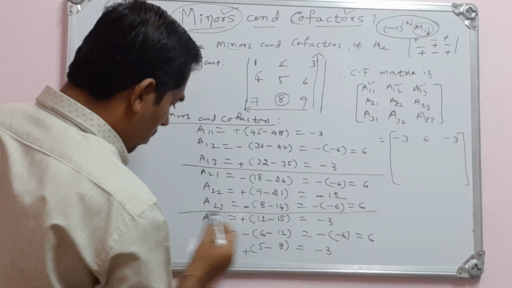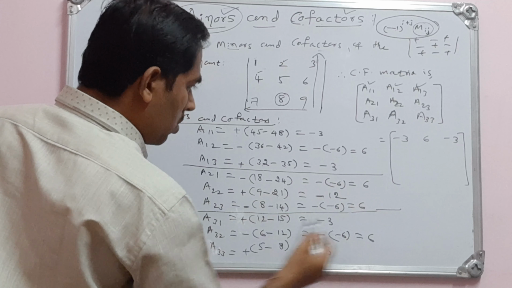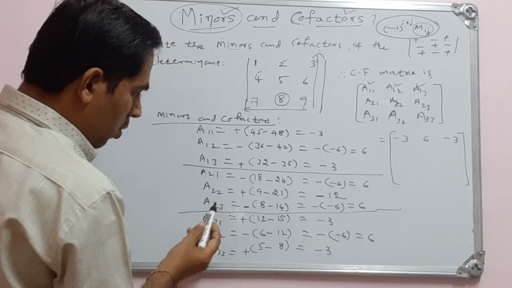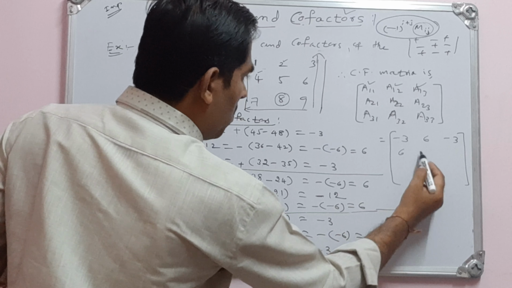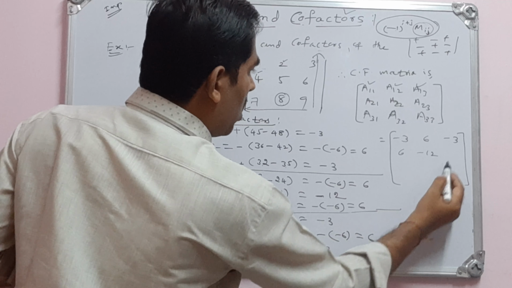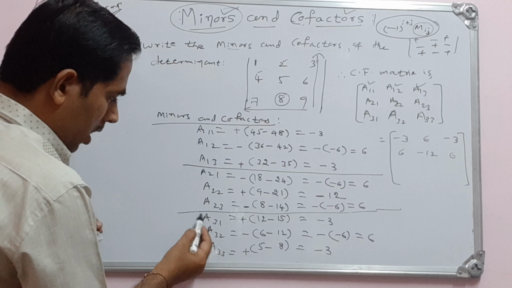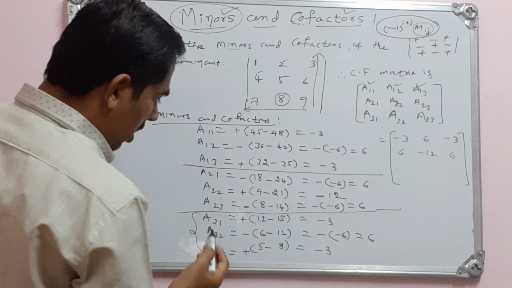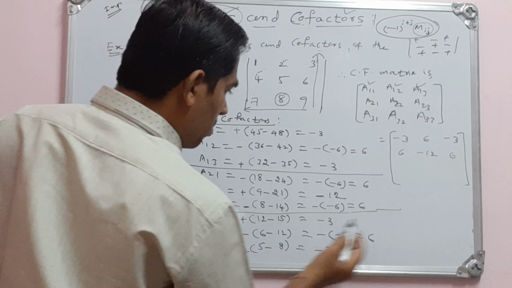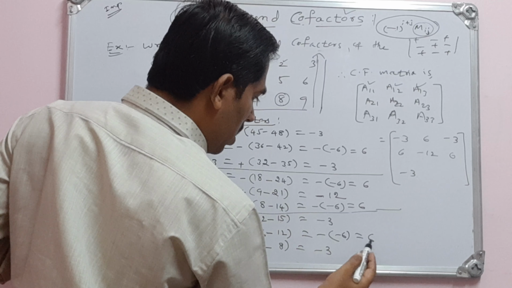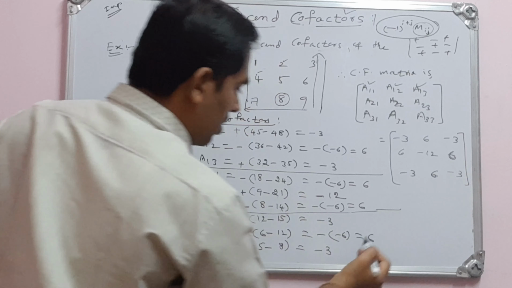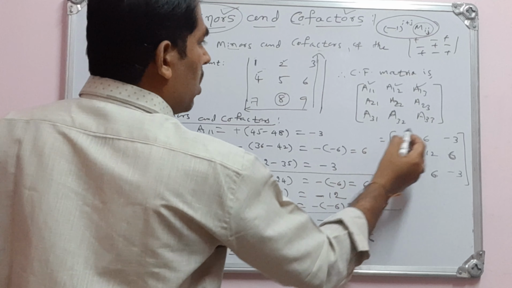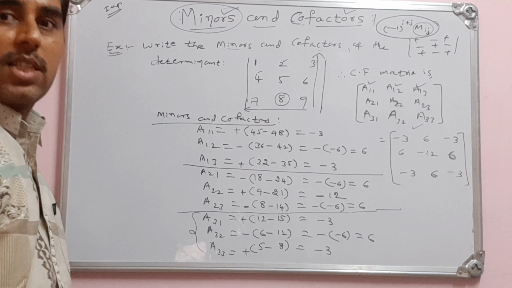Then, so I have put the horizontal line here. So then A21, A22, A23. That is 6, minus 12, then once again positive 6. Then last 3 elements. See A31, A32, A33. So that is minus 3. Then positive, then minus 3. So this is the cofactor matrix.